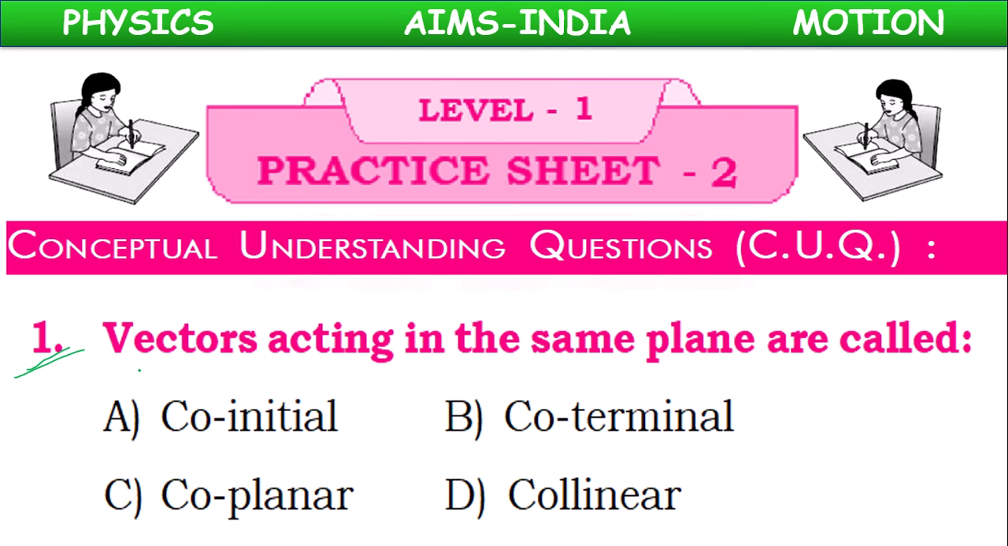The question is, vectors acting in the same plane are called. If they are acting in the same plane, they are called coplanar, which means same plane. Coplanar vectors. So option C is correct.